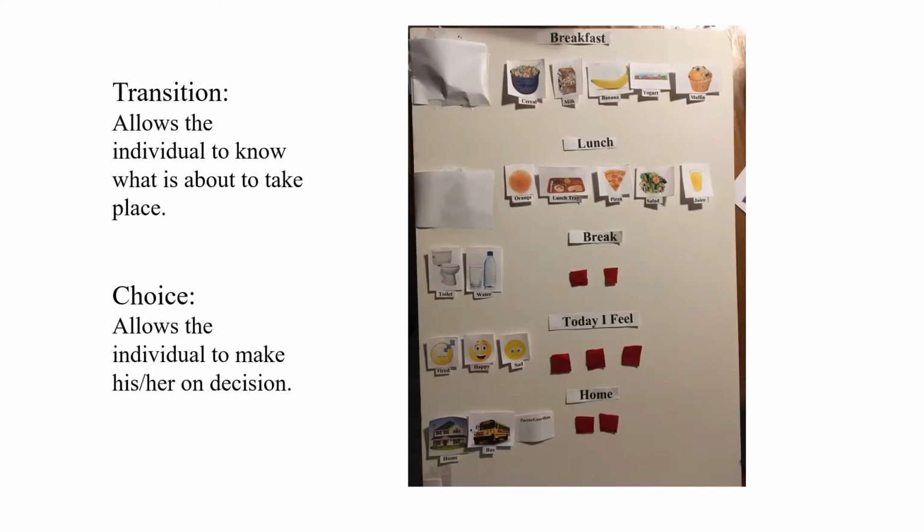The communication board that I use has real pictures with the words underneath. I use real pictures of items that the student will use in everyday activities. This board helps with transition, it helps with making choices, and it helps the individual communicate his or her needs.